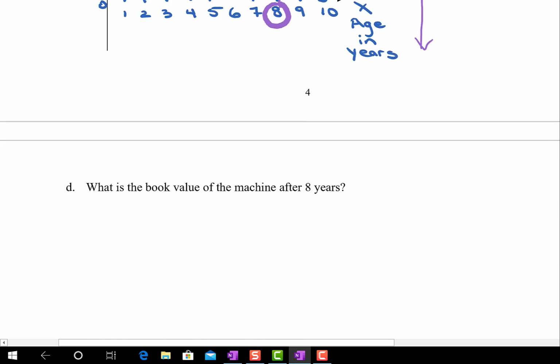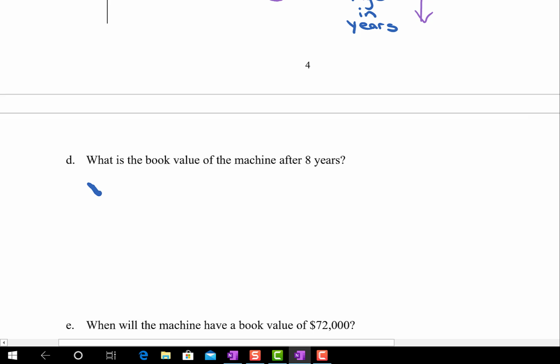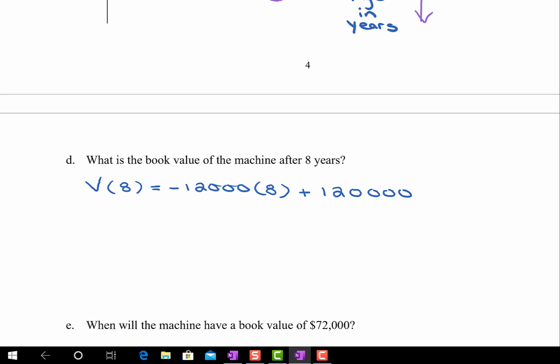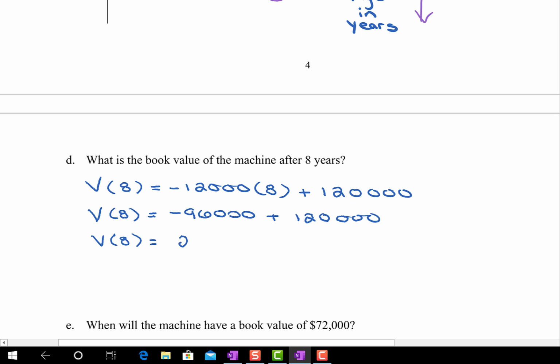Let's show this work here below D so I can show where the work is supposed to go. V of 8 is equal to negative 12,000 times 8 plus 120,000. V of 8 is equal to negative 12,000 times 8, which is going to give me negative 96,000, plus 120,000. If I add those two numbers together, I'm going to get V of 8 is equal to 24,000.